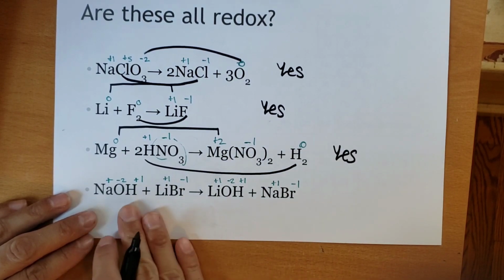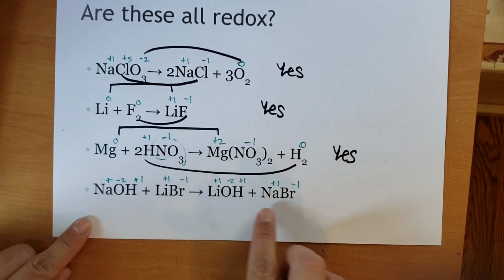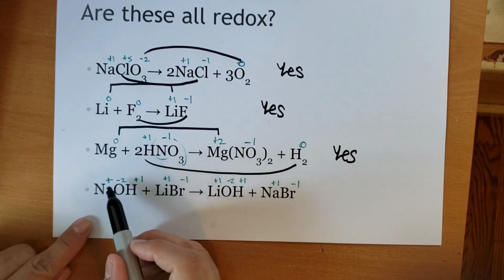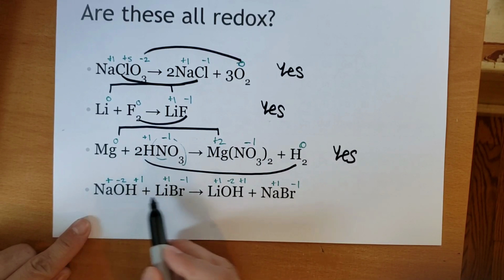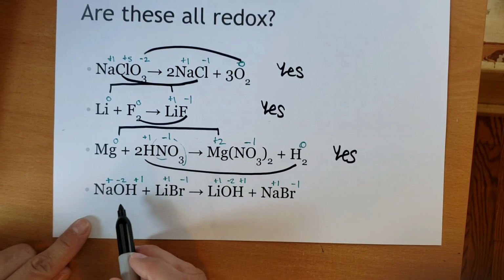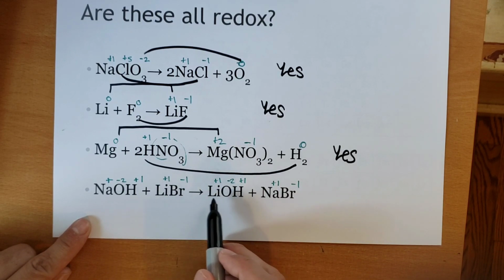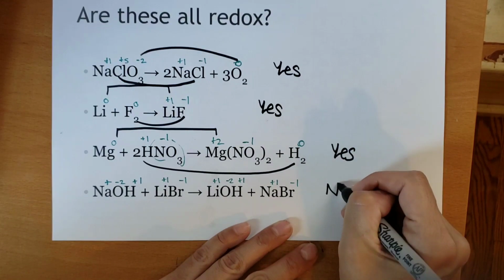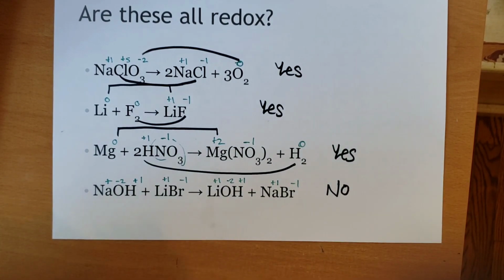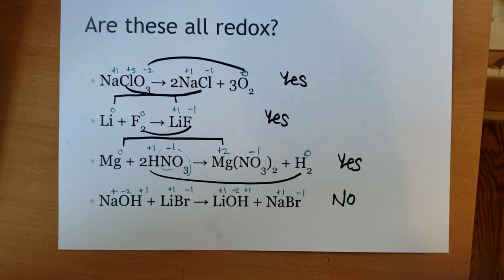Now this last reaction, a double replacement reaction, when we look at the species and we compare the oxidation numbers on both sides, sodium stays at positive 1, oxygen stays at negative 2, hydrogen stays at positive 1, lithium stays at positive 1, and bromine stays at negative 1. So this is not a redox reaction, and double replacement reactions are never redox reactions.